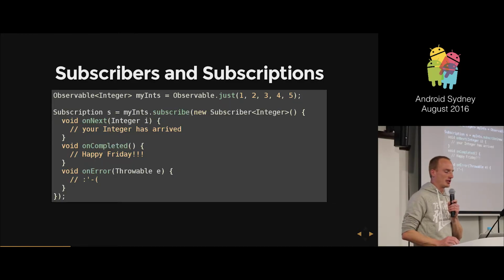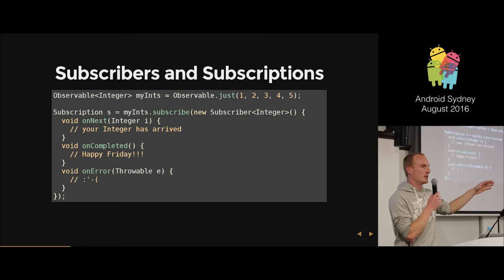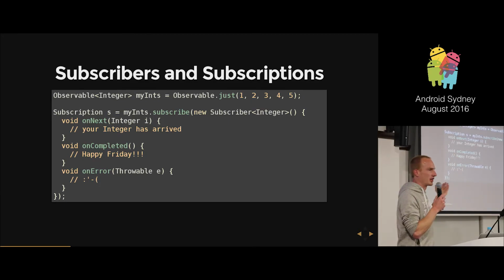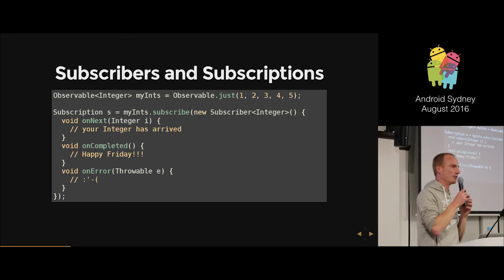You can subscribe to this observable using the subscriber interface. And then on next you receive all your values. And once it's done emitting, it will call onComplete. If something would happen to go wrong, it will throw an on error. In this case, that would never happen because it just emits those 5 values and then it's done. So this is kind of the concept.